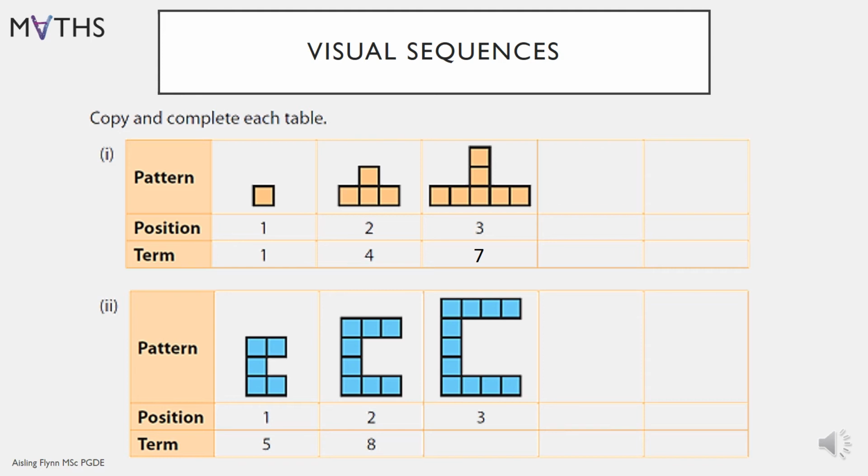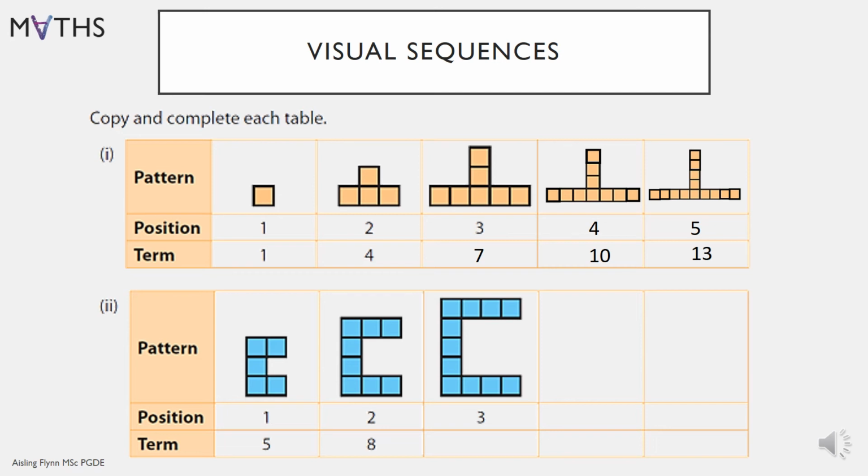So let's look at the next one. Yes, so that's how I would draw it. Put an extra box on the end of each arm of the shape. That's position 4. So we've added 3 more, so there are 10 squares in that one. And the next one, an extra box again goes on the end of each arm. So that's position 5. There are 3 extra boxes this time, so it's 13.